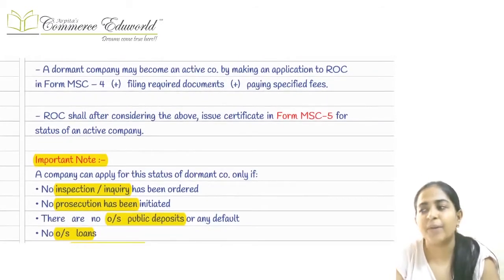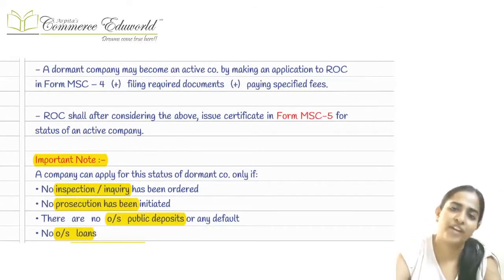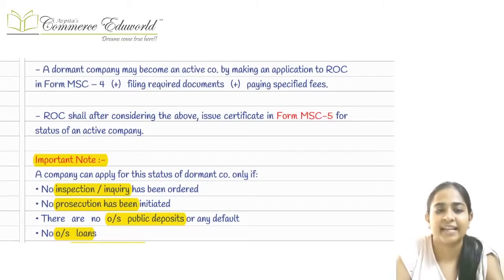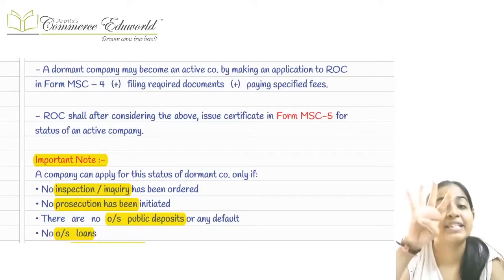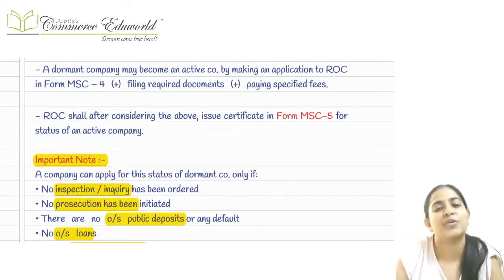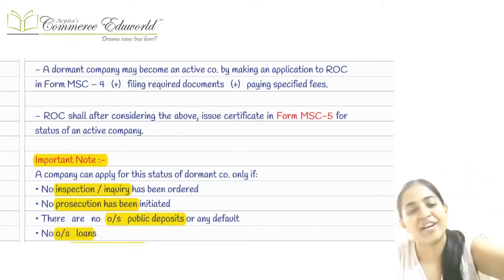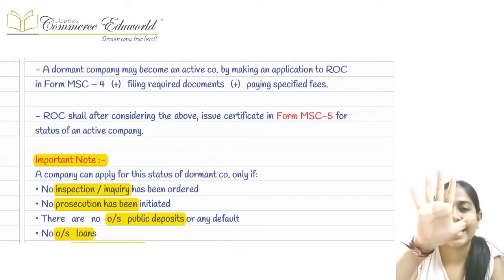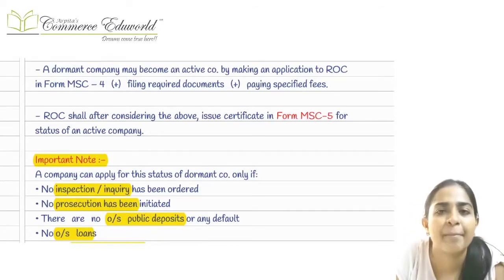In future, if a dormant company wants to come back and get the status of an active company, if it wants to start or restart its business, then it can again make an application in form number MSC4 to the ROC and satisfy the ROC that we want to start our business again. If the ROC is satisfied, it will grant you the status of an active company in form number MSC5.